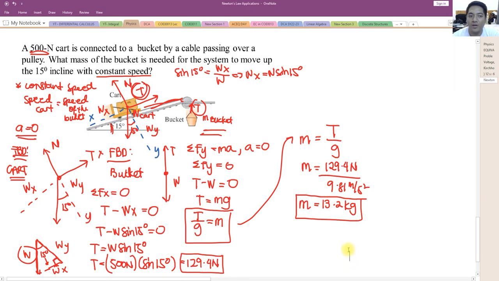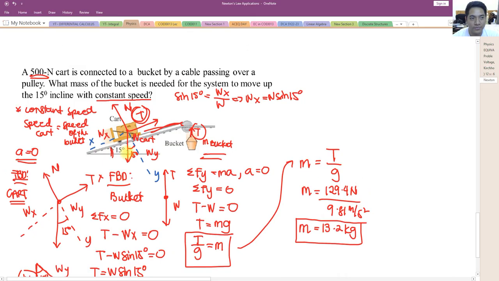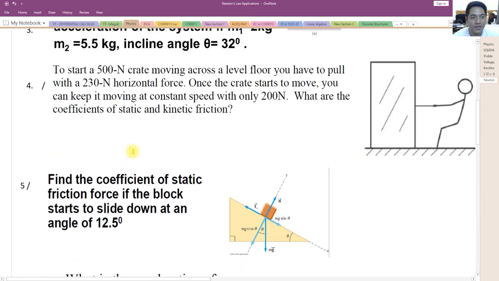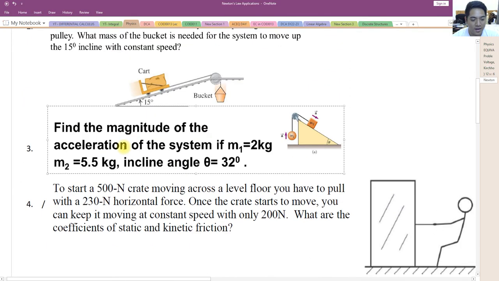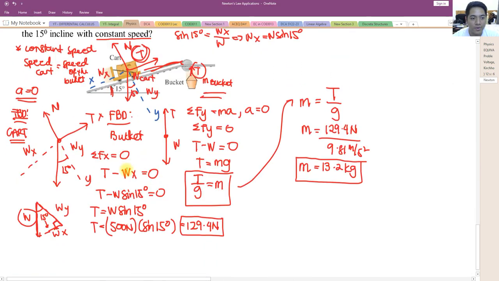So you have 13.2 kilograms, and that is correct. Okay? That is for our number 2. So physics is not that hard if you just know how the concepts are derived, if you just know how to draw the free body diagram of these particles, and then you're good to go. It takes constant practice. So we have so many problems to solve. Let's go now to problem number 3.